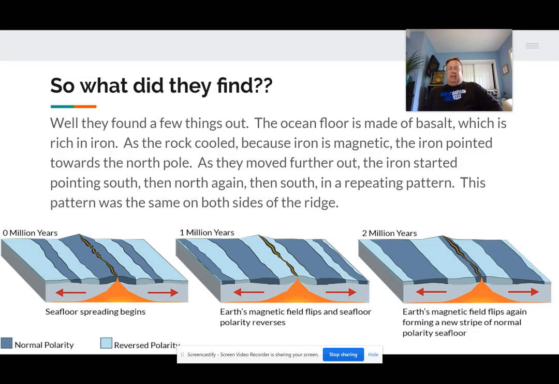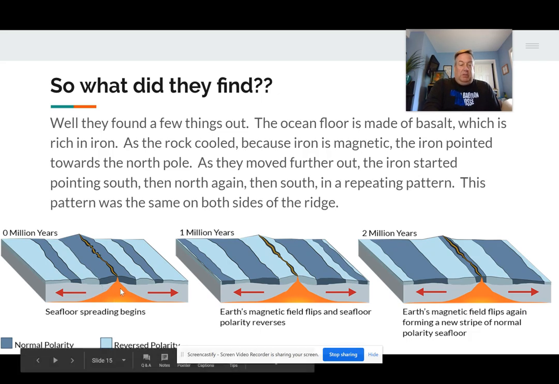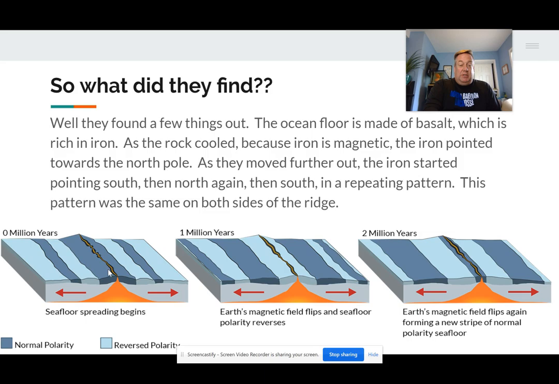Okay, and it's denser than granite, so it has a higher density. What we're concerned about is the iron content. As the magma comes up from the bottom of the ocean, which, if you look here in the bottom left, the orange is obviously the magma, it hits the cool ocean water and starts to solidify. So we're making new floor.